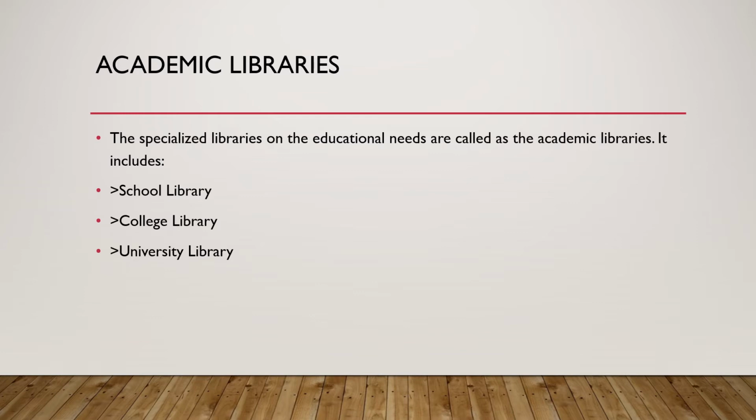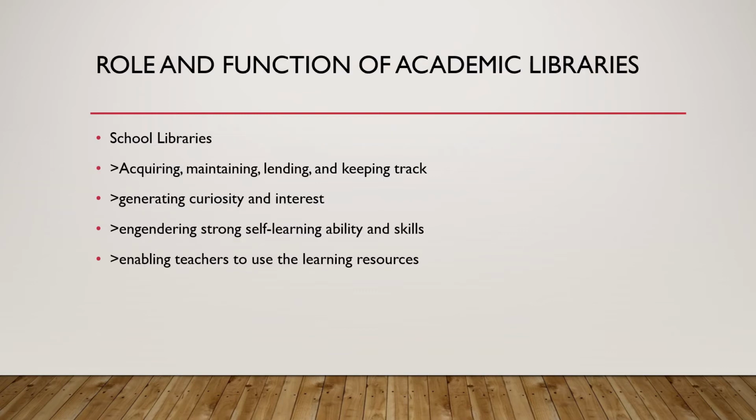The academic libraries. Its definition is the specialized libraries on the educational needs are called the academic libraries. It includes school libraries, college, and university libraries. Roles and functions of academic libraries. For the school libraries, we have acquiring, maintaining, lending, and keeping track of other documents relevant to the needs of teachers and students. It also generates curiosity and interest among teachers and students. It engenders strong self-learning abilities and skills and enables teachers to use the learning resources to support various programs.